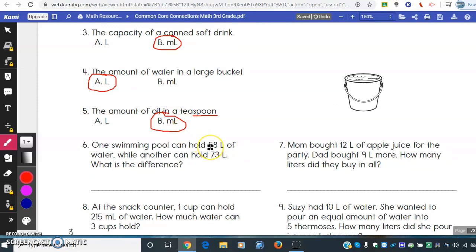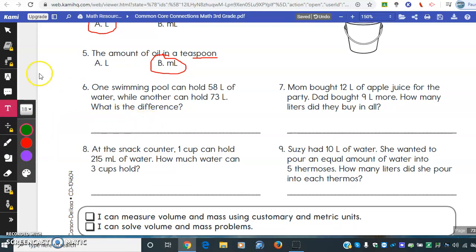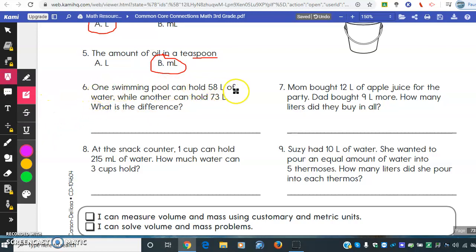Now for the next 4 questions, we have to do word problems using our metric system information that we just learned. One swimming pool can hold 58 liters of water, while another can hold 73 liters of water. What is the difference? I want to highlight the word difference because that is an important word. The word difference tells me that I am going to be subtracting, because the difference is the answer when you subtract. 5 minus 2 equals 3. The difference is 3. This is a subtraction problem.